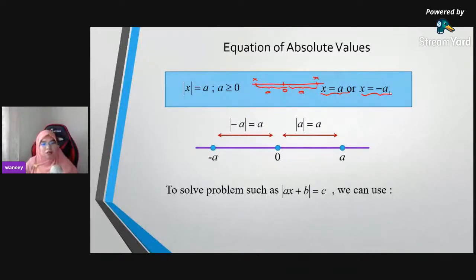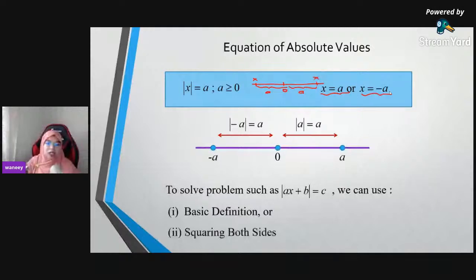Okay, so now to solve problems such as the modulus of ax plus b equal to c, we can use two methods. You can either use the basic definition or use squaring both sides. Basic definition means these two. So those are the basic definition.